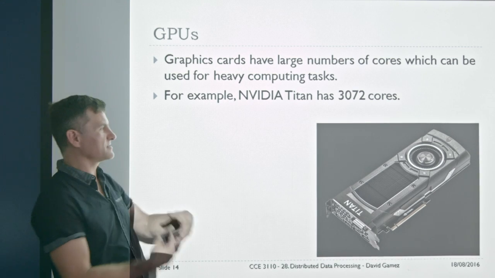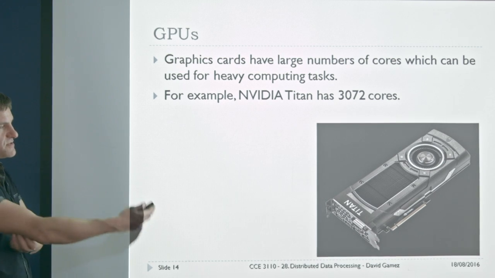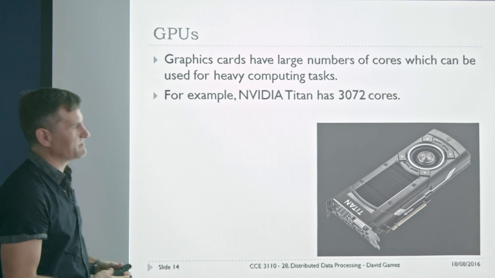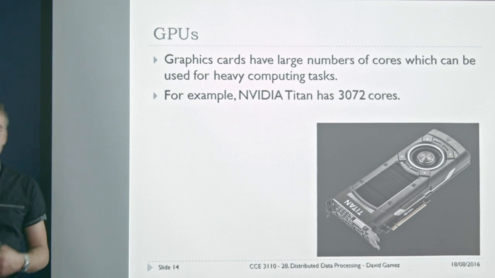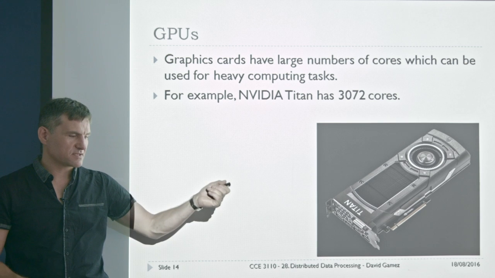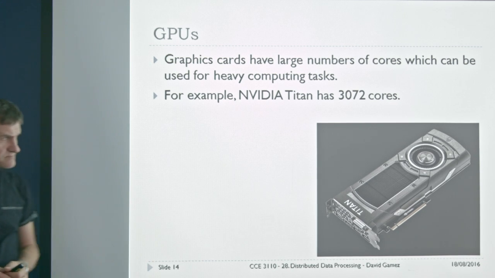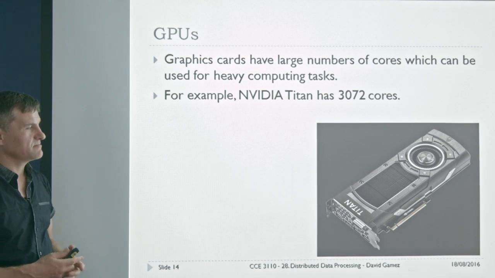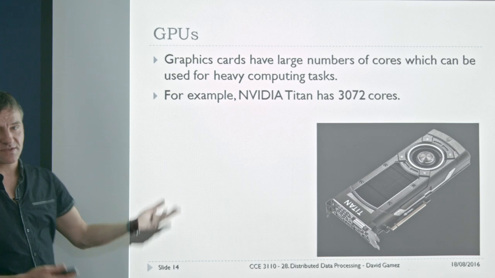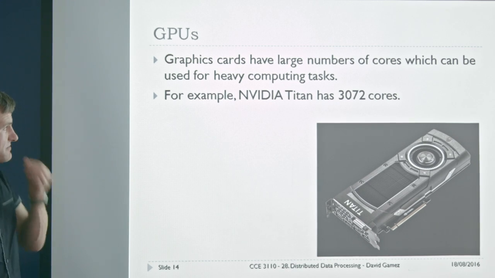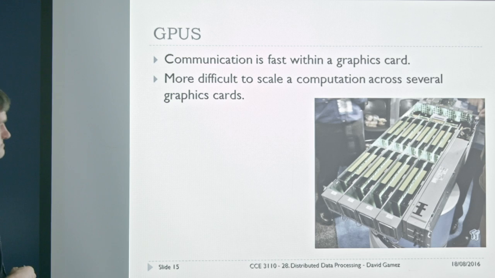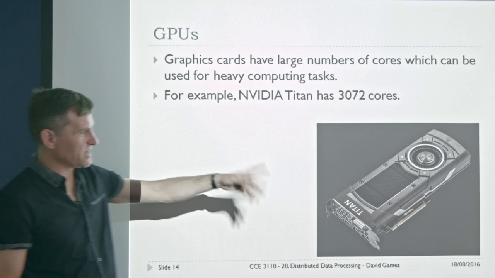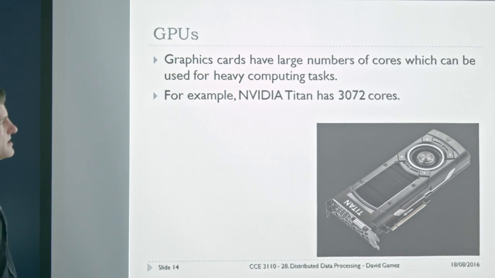This NVIDIA Titan's got like 3,000 cores. So if you can distribute your computing task across those cores, you can get some real significant speed up. When I was at Imperial, I was collaborating with someone who was writing a neural network simulator that ran on CUDA, on GPUs, and it ran pretty fast. It could do 100,000, 200,000 neurons close to real time using the CUDA acceleration. Communication's fast within a graphics card because it's got all this shared memory you can use for the cores to talk to each other.